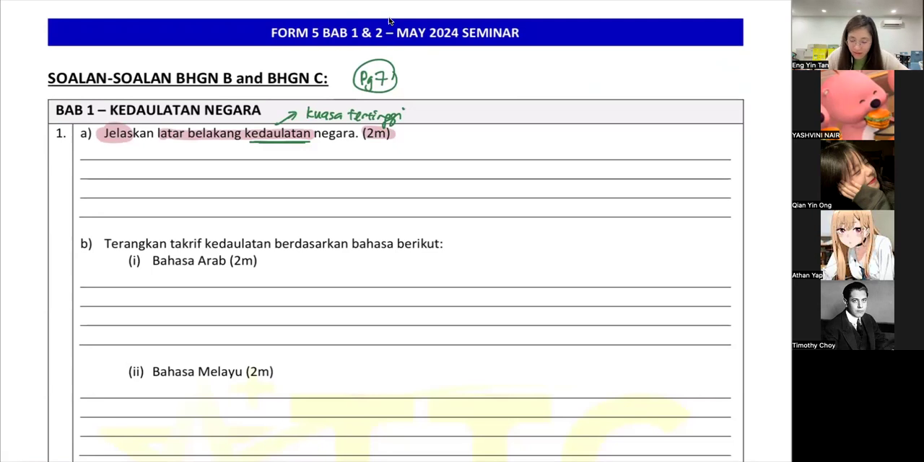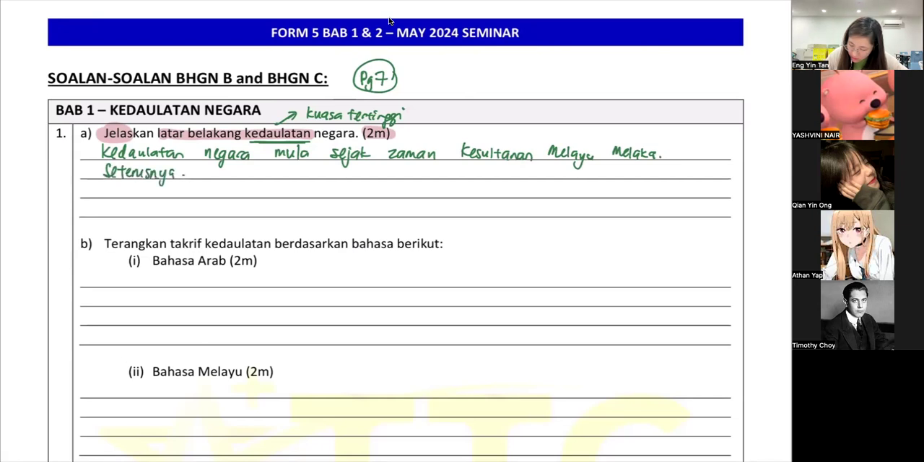Actually, your kedaulatan has 3 stages here. Kedaulatan negara. Mula. Started. Ever since. Sejak. Zaman Kesultanan Melayu Melaka. Your Malacca Kingdom. Like this, you get 1 mark. This is one answer. Then I told you already.